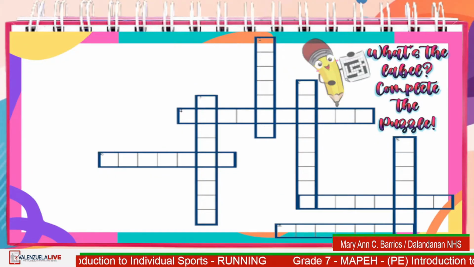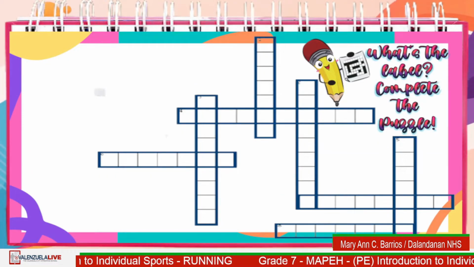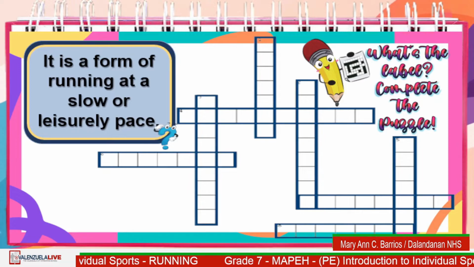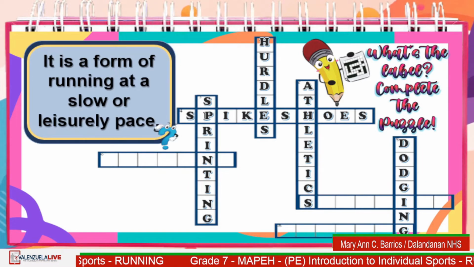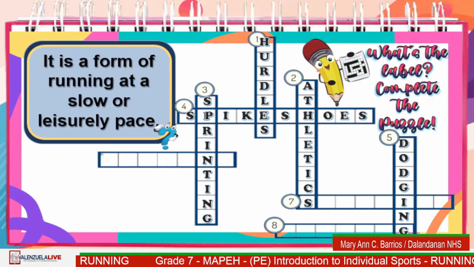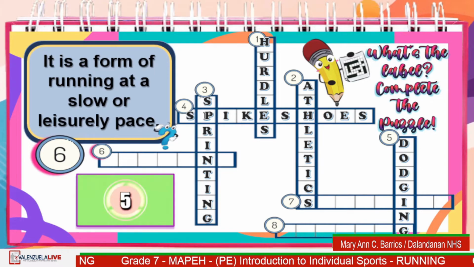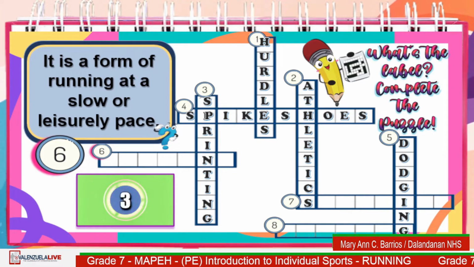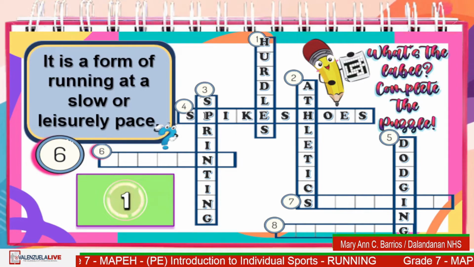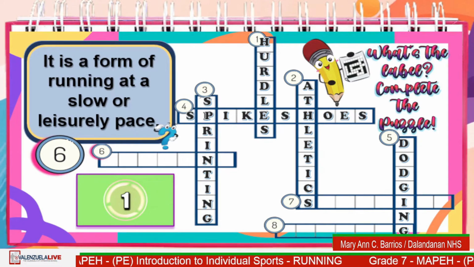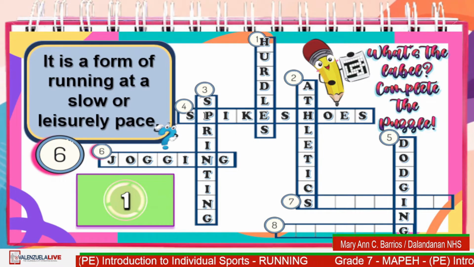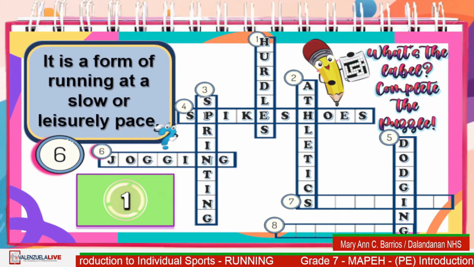Number 6. It is a form of running at a slow or leisurely pace. Timer starts now. Time is up. Absolutely. The answer is jogging.